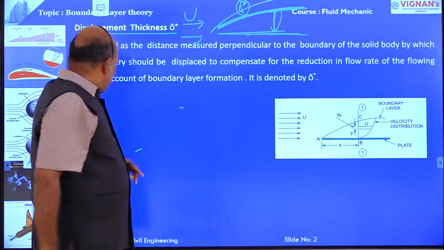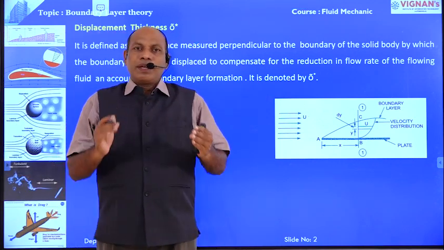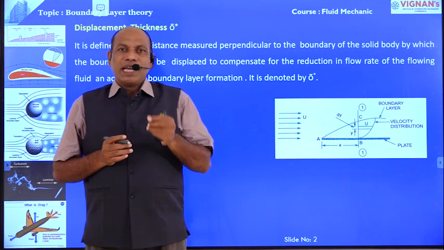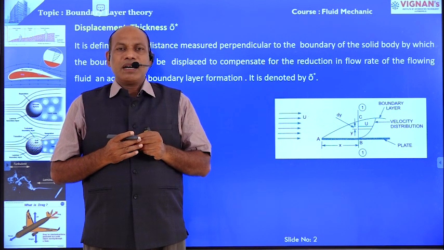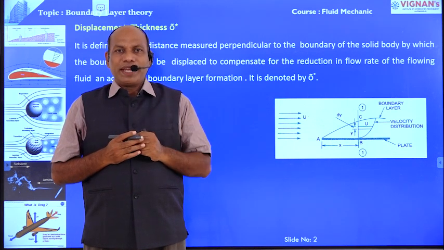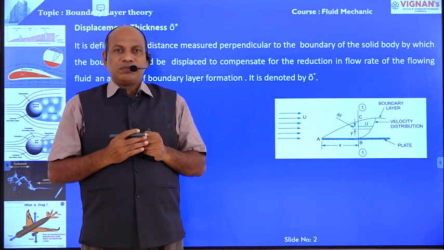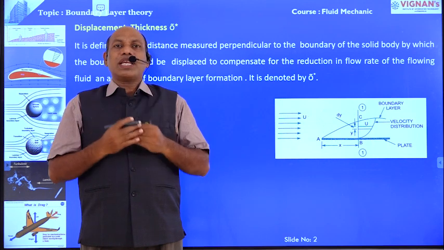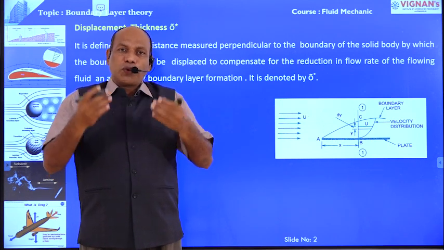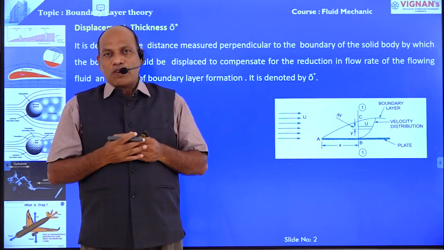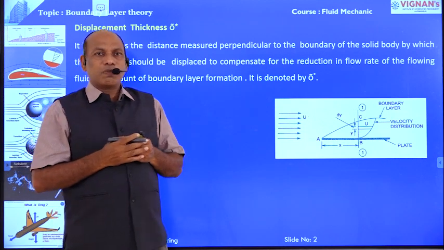Once again, I am going to give the definition of displacement thickness. It is defined as the distance measured perpendicular to the solid body by which the boundary layer is displaced to compensate for the reduction in the rate of flow of the fluid on account of boundary layer formation. This is known as displacement thickness.